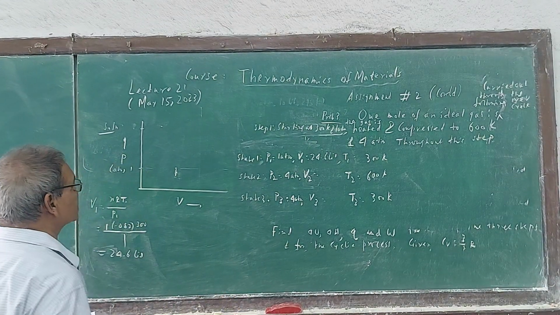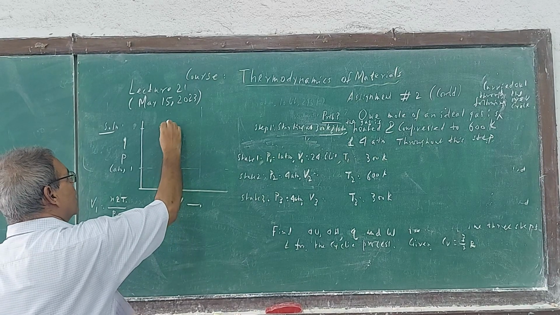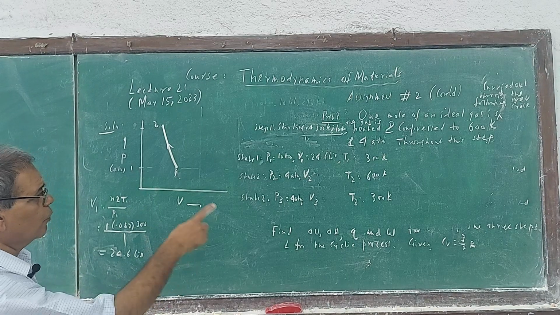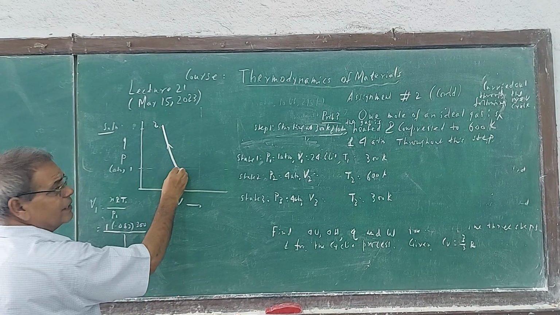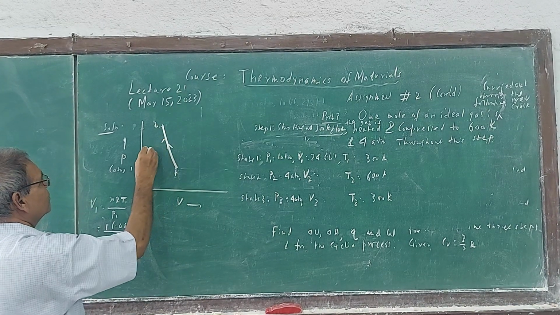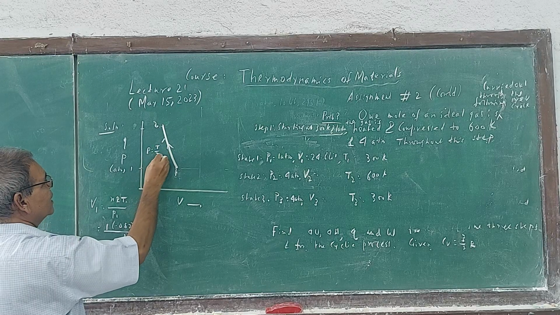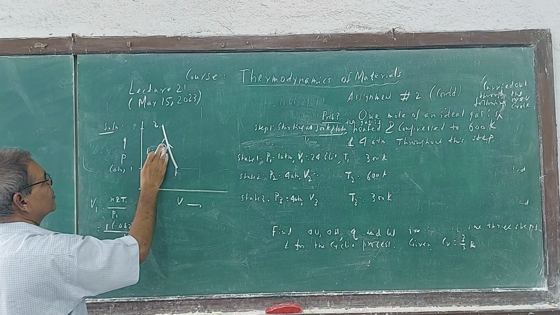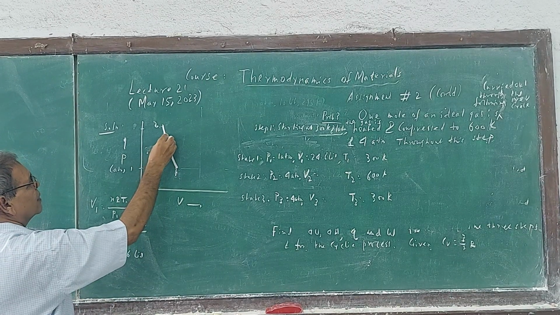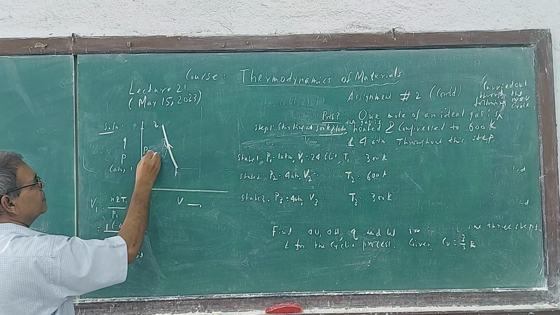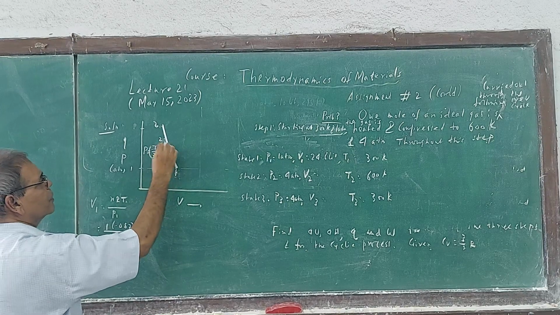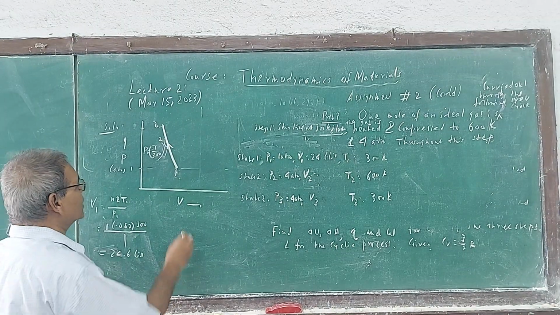What is V2? Let us draw this. 1 to 2: 1 is the starting state and 2 is the end. What is the equation of the path? P is T by 300 square. This is the path from 1 to 2.